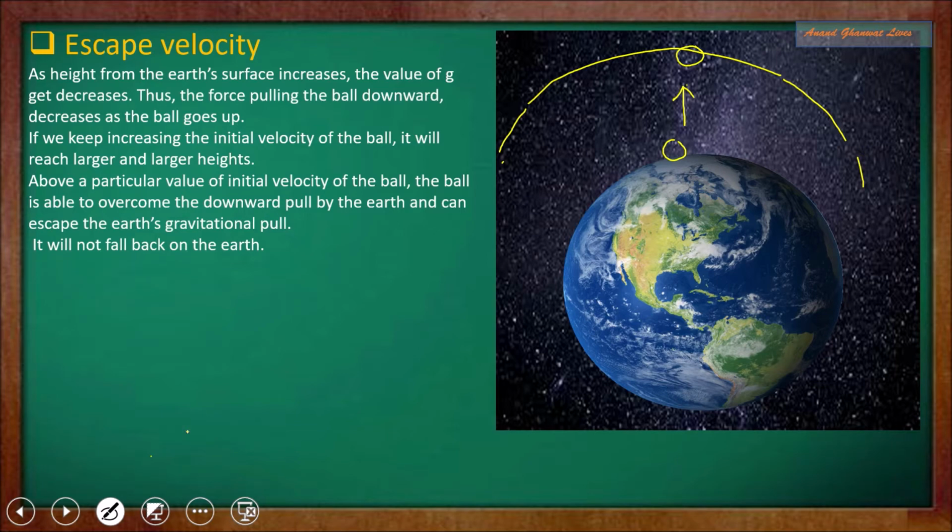And at this point, what happens there? The ball is now released. The ball now escapes the Earth's gravitational pull. So the value of g is 0 there.